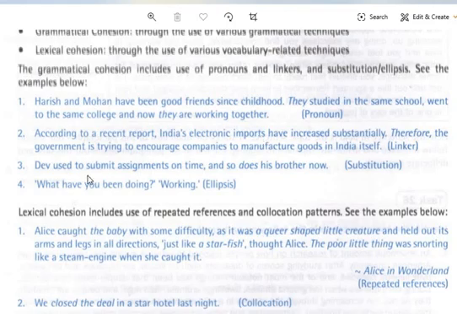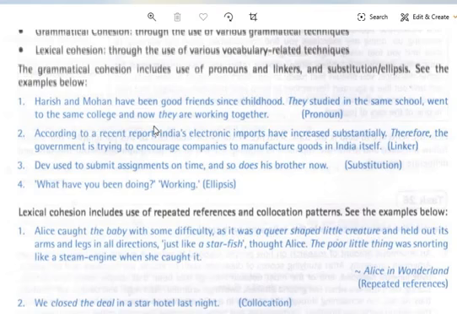Next, they used to submit assignments on time, and so does his brother. This is substitution. What is substitution here? "Does." Dev's brother also submits assignments, which I didn't mention here. So I'm using "so does", which is a substitution. I'll give you another example: which ice cream would you like? Suppose the answer is, I would like the pink one. I'm not saying I would like the pink ice cream. I'm saying I would like the pink one. So here, ice cream I substituted with "one".